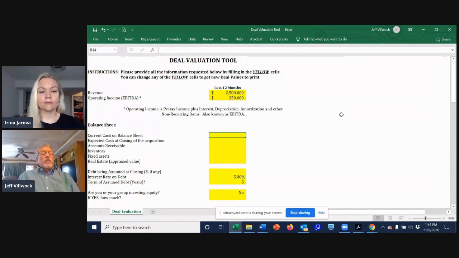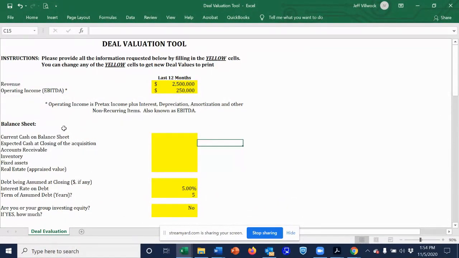Below that, now you start getting into the balance sheet. So this is all you need from the income statement right here. That's it. Okay, easy. Balance sheet. How much cash is on the balance sheet today? All right, let's say it's $100,000.